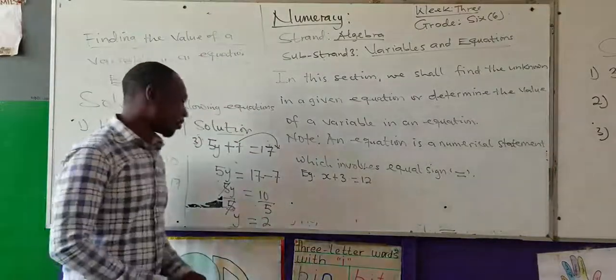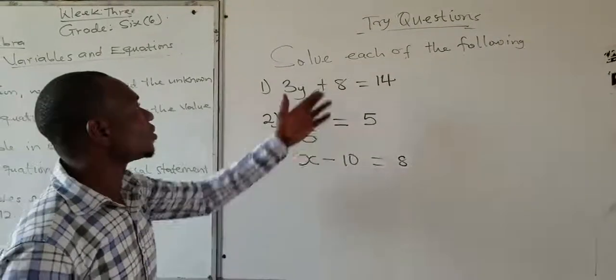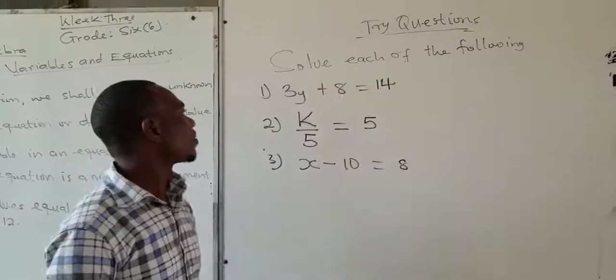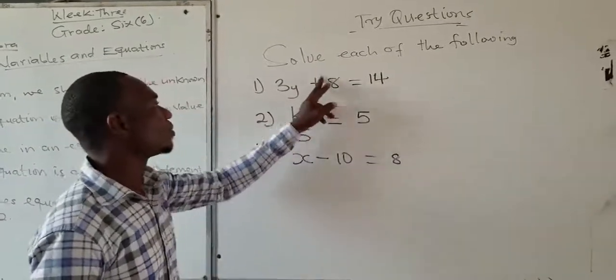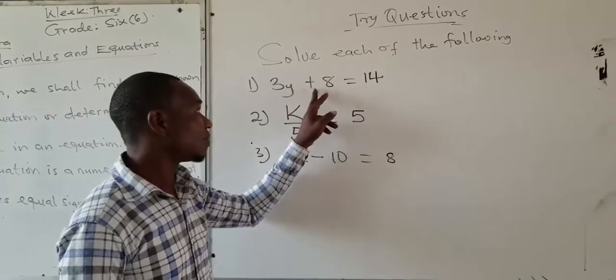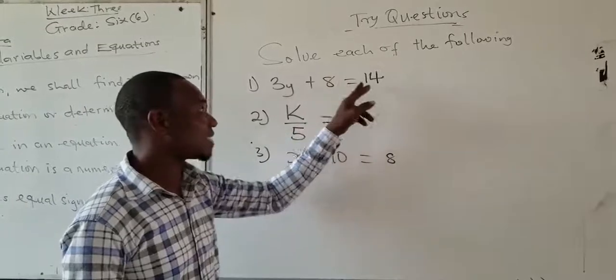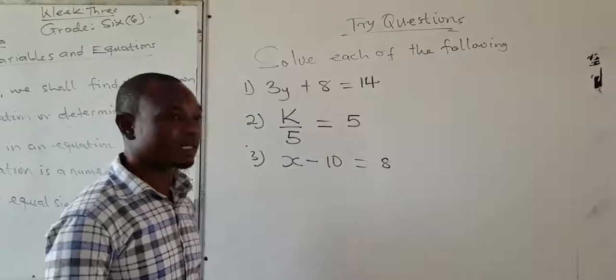I'll give you some trial questions and you put your hands on them. So let's try this question for me. Solve each of the following. 3y plus 8 equals 14. So here you go, remove the 8 to this side. You know it's plus. So remember, when the number is crossing the equal sign, it becomes what? Minus. But probably I'll write it down there for you to take note of it.